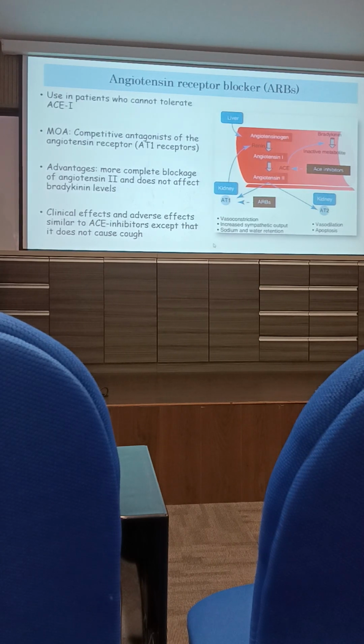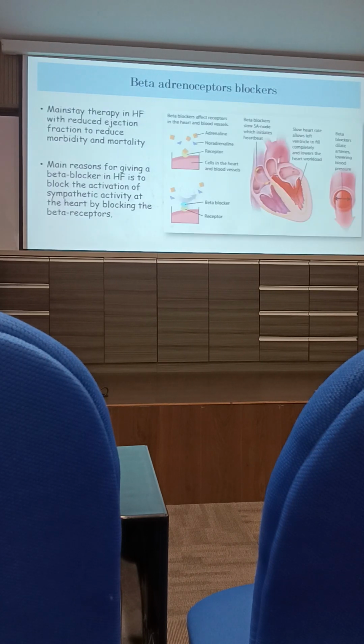So the clinical effect and adverse effect of ARB is similar. The mechanism is a bit different. ARB will act at the receptor itself, whereas ACE inhibitor will act at the enzyme. We inhibit the enzyme. ARB will act at the angiotensin receptor 1. So the clinical effect is still the same. The patient will have vasodilatation, will improve in the preload and the cardiac output, except that it does not cause cough.